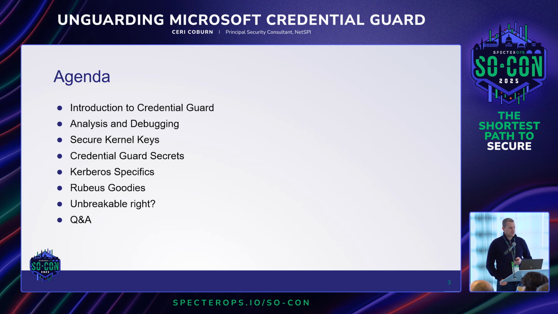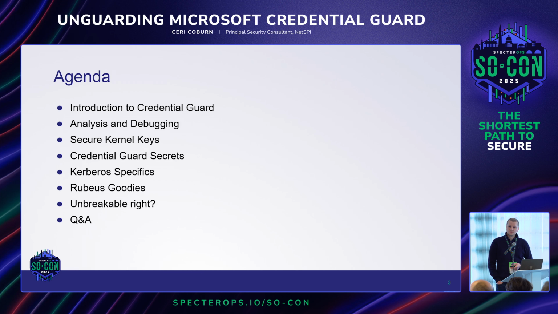So what are we going to cover today? I'm going to give you a quick introduction, a high-level overview of what Credential Guard is and how it works. Then for the first half, I thought I'd go over actual analysis and debugging for the secure kernel, the hypervisor, and so on. That will be targeted at people who are interested in this type of work. After that, we'll go on to secure kernel keys and how they tie in with Credential Guard secrets. And then we'll go into Kerberos specifics, exactly how Kerberos keys are protected through Credential Guard.